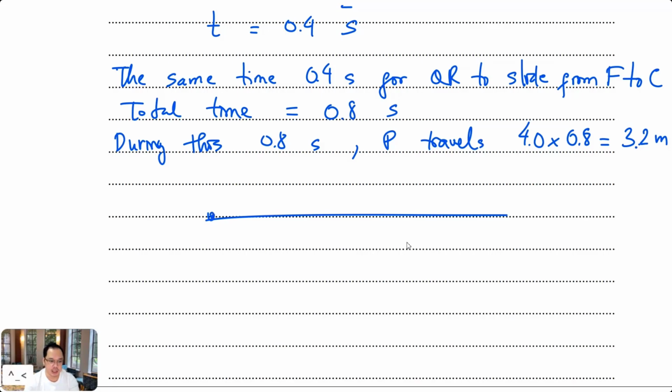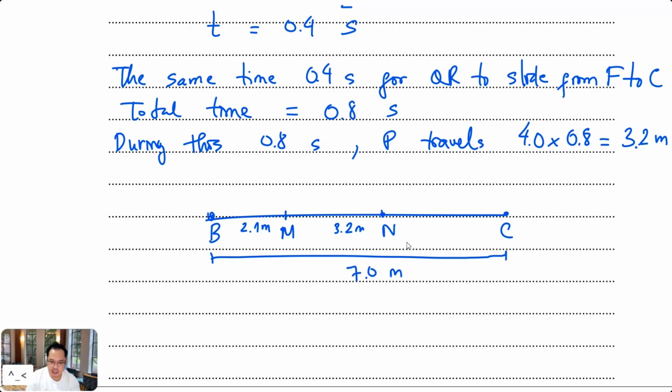So this is B, the bottom of the surface. It already traveled 2.1 meter up to here, M, and it traveled another distance, 3.2 meter, up to here. The new position, I call it N, and here the position C. The total distance BC is 7 meter, so it's a little bit closer to C, because we take 7 and subtract 2.1 and 3.2.